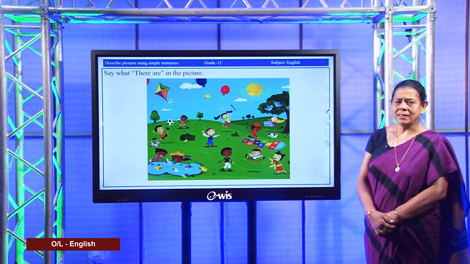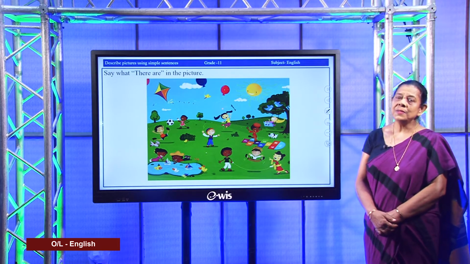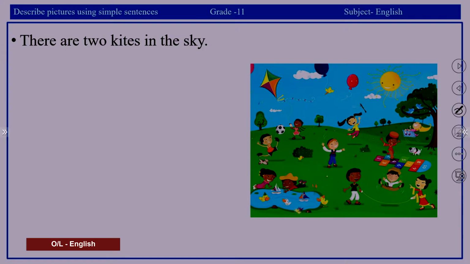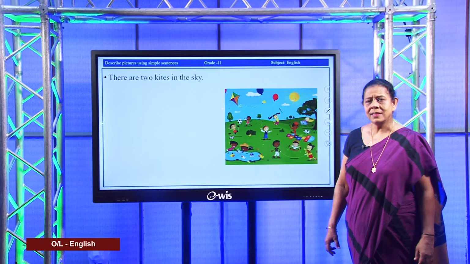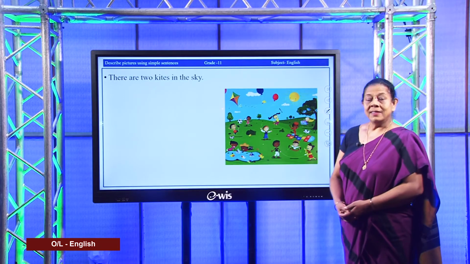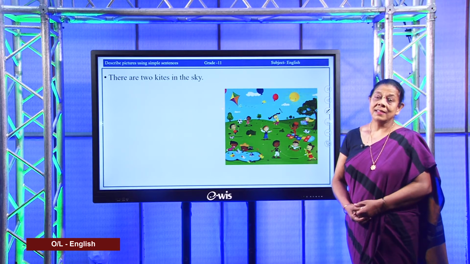Start writing the sentences using there are. What is the first sentence I have written? There are two kites in the sky. Can you see two kites in the sky, children? Yes. There are two kites in the sky.